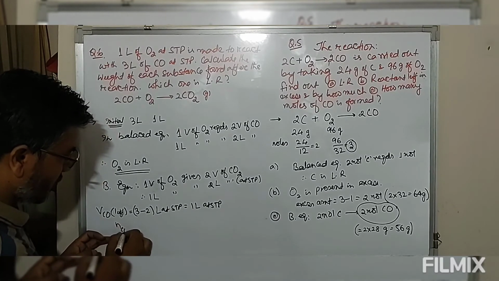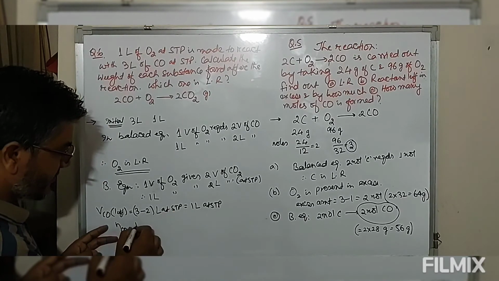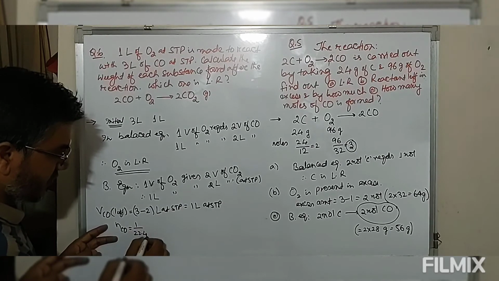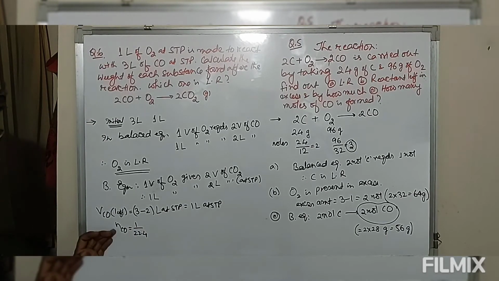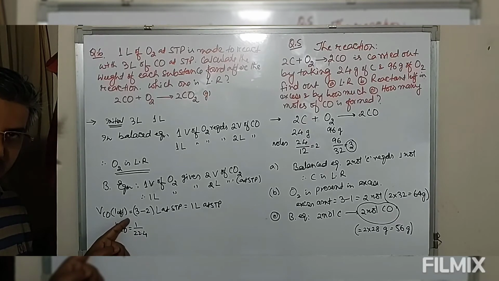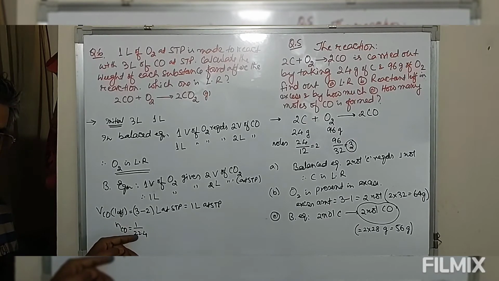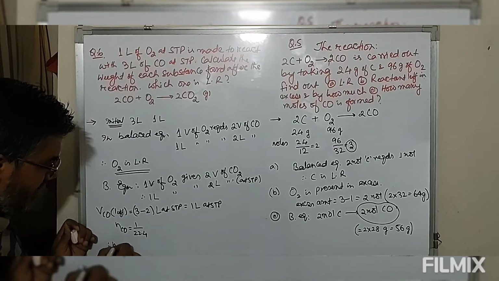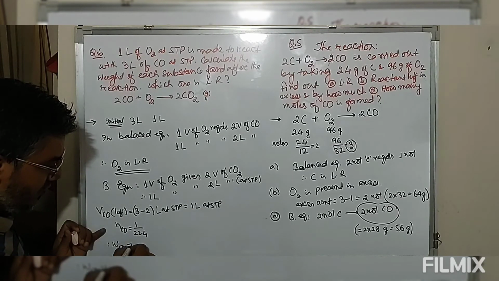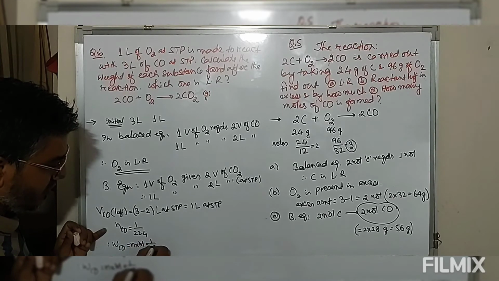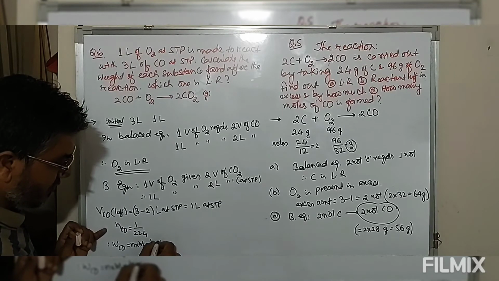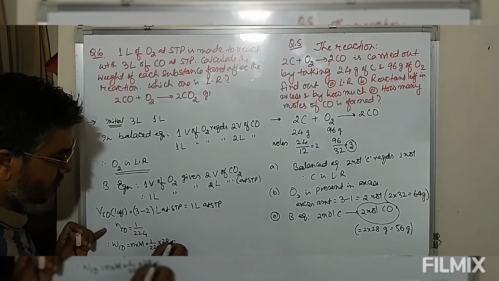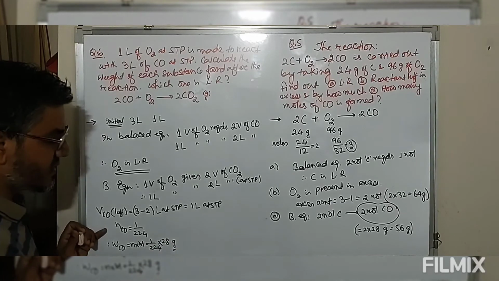Therefore the number of moles of carbon monoxide is the volume at STP divided by the molar volume, 22.4 liters. For a gas, we define number of moles as the volume occupied by the gas at STP divided by the molar volume, that is 22.4. Therefore the mass of carbon monoxide is number of moles times molecular mass. The number of moles is 1 by 22.4, and the gram molecular mass of carbon monoxide is 28. So this much mass of carbon monoxide is left.